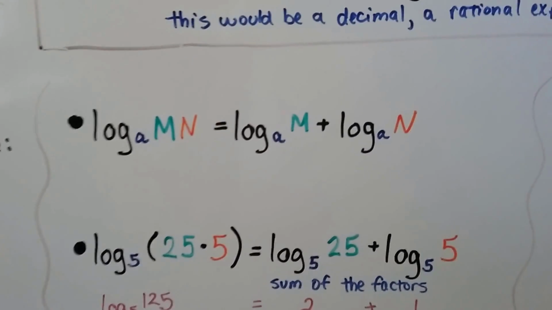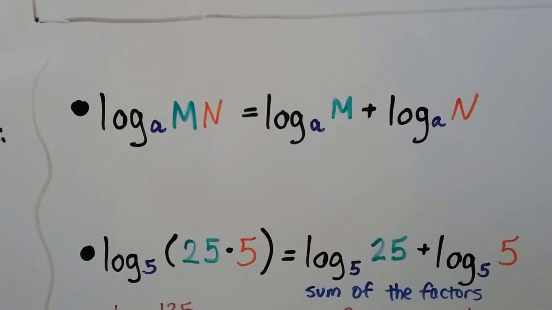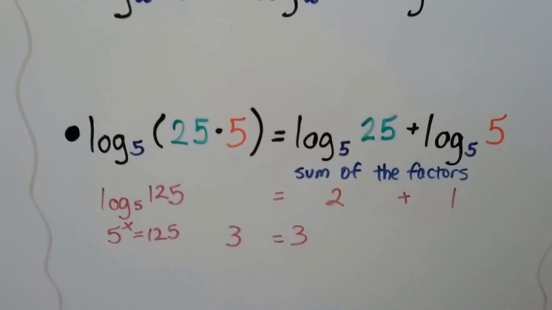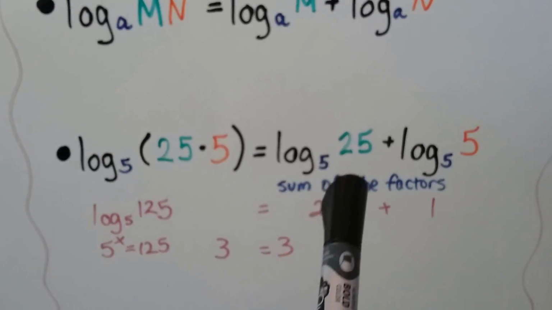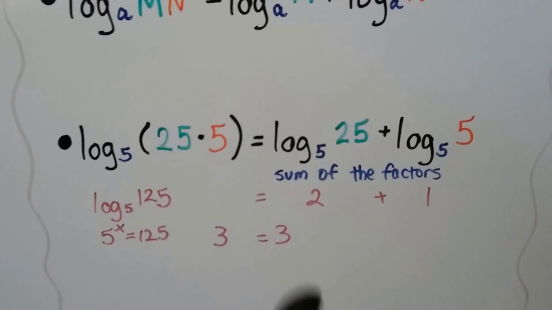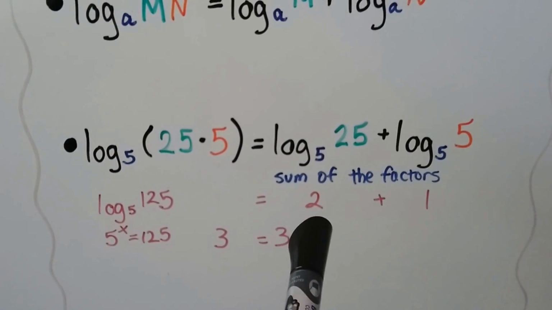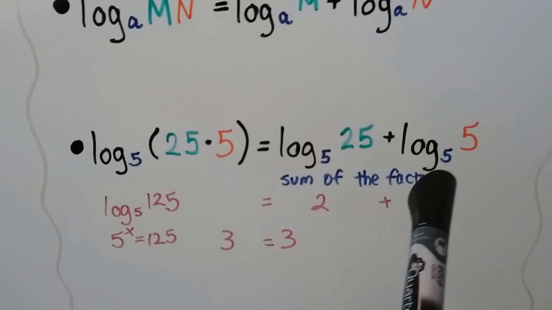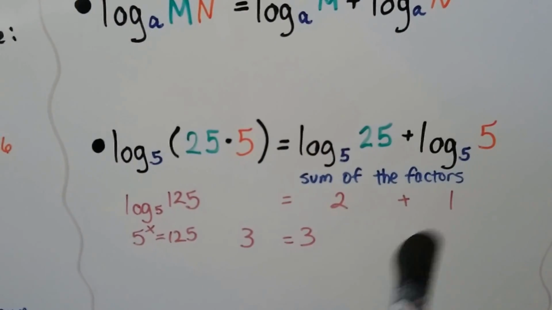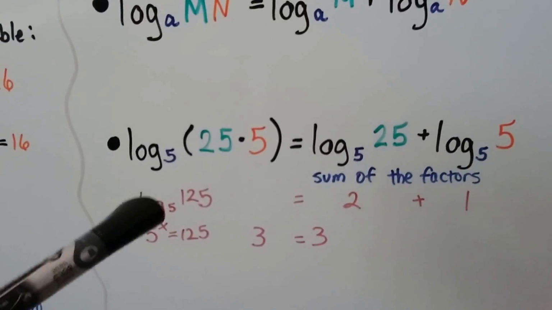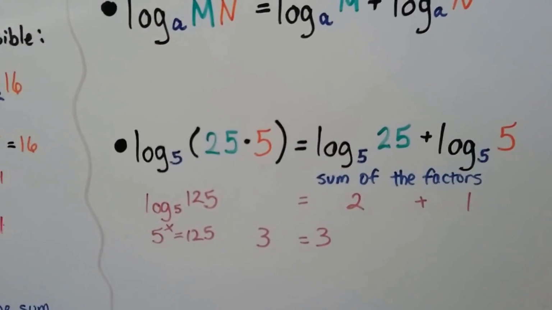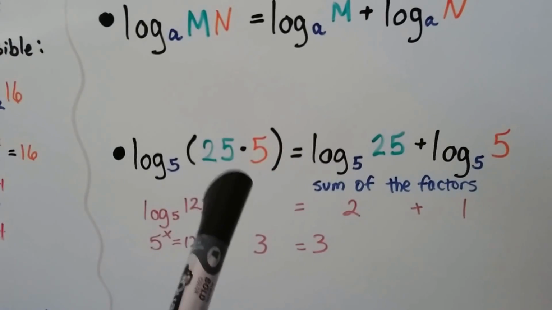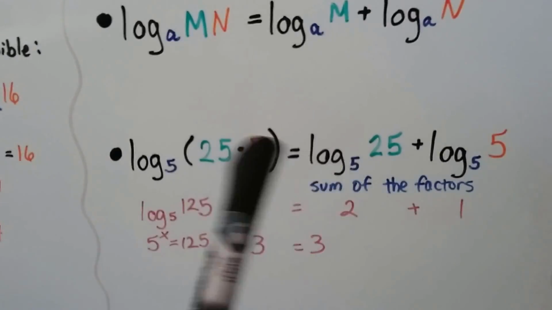All right? We have log base a of m times n. It's going to equal log base a of m plus log base a of n. If we have log base 5 of 25 times 5, it's going to be the sum of the factors, log base 5 of 25 plus log base 5 of 5. 5 to what power gives us 25? The second power. 5 to what power will give us 5? The first power. 2 plus 1 is 3. It's the same thing as log base 5 of 125. 5 to the what power gives us 125? 3. See how it works? So we just do the sum of the factors.